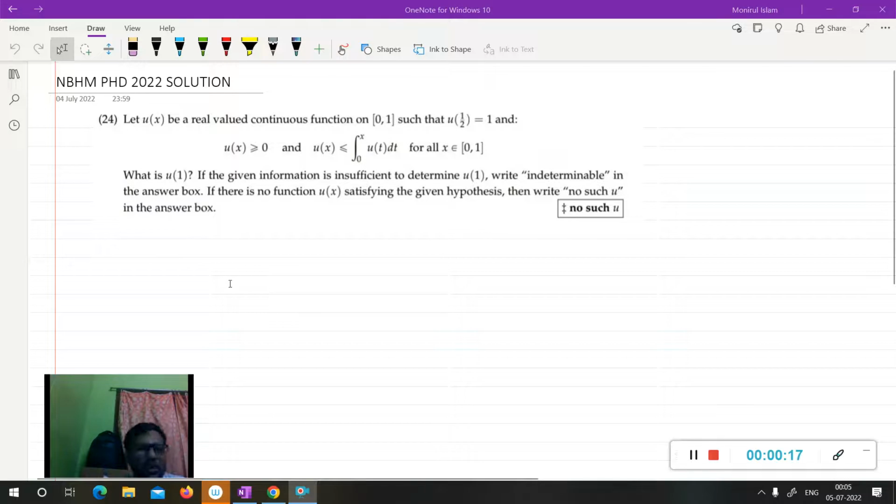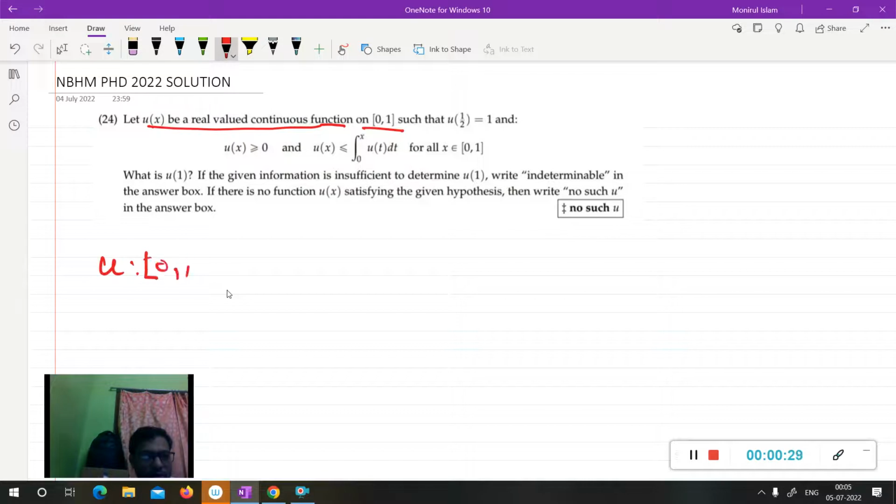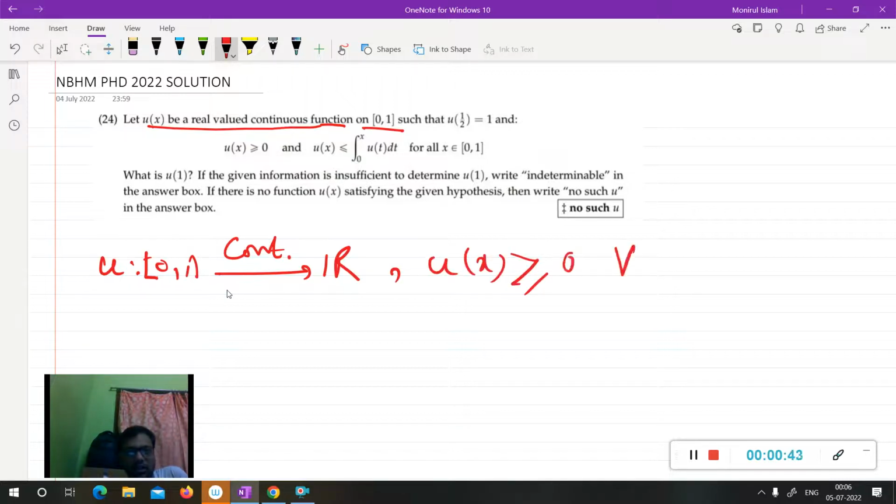So here's the question. Let u be a real-valued continuous function on [0,1]. This means u is a mapping from [0,1] to R, and it is a continuous function. It's given that u(x) is non-negative, meaning u(x) is greater than or equal to 0 for all x belonging to [0,1]. It's also given that the value of u at 1/2 is equal to 1.